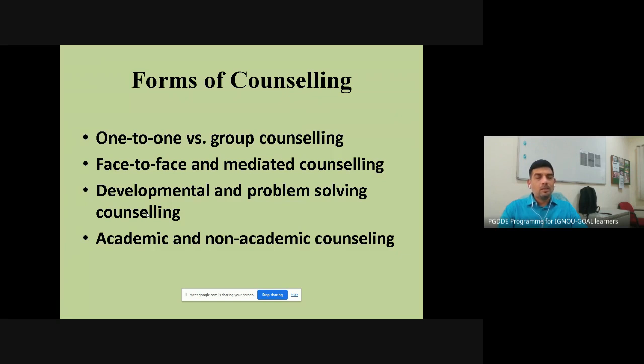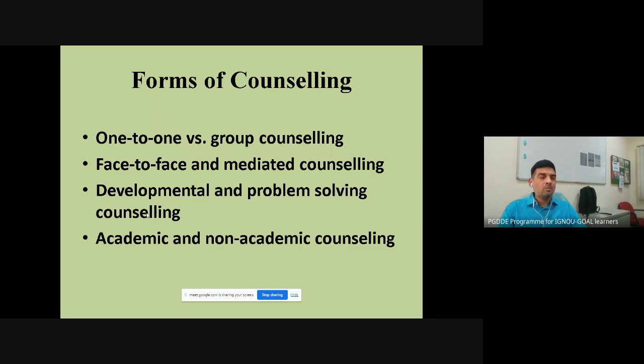But when they talk about academic counseling, that is purely related to the subject matter or the content which is being taught while pursuing any program. For example, today we are talking about learner support systems and services, and counseling and tutoring services as a major learner support. If any one of you has any problem related to these concepts, then definitely that comes under academic counseling.